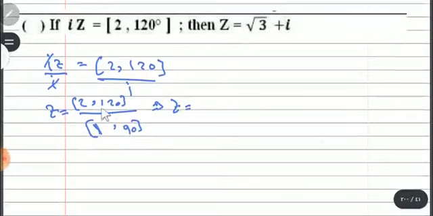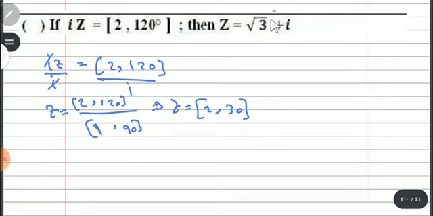Now z equals, this is the definition in polar form: we have to divide the lengths, so 2 over 1 equals 2, and subtract the arguments, or the thetas. So it will be 120 minus 90, which is 30. Okay. So this is 2 and 30. This is z in polar form, but he wants us to find it in algebra form.